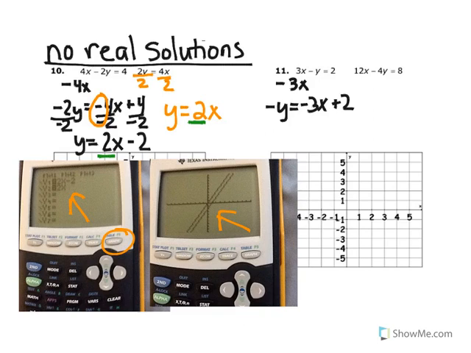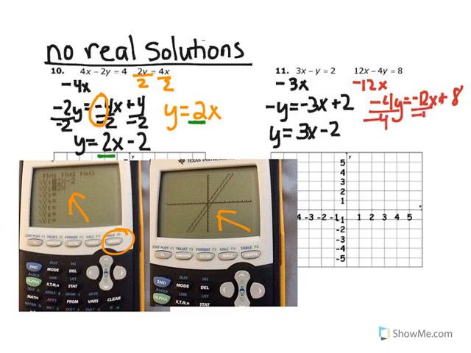And when we have a negative sign out there in the front, we want to divide by negative 1. What happens when we divide by negative 1? All the signs change. The y became positive, the negative 3x is positive, and the positive 2 is now negative. Now let's solve the other one for y. I'm going to subtract 12x on both sides, so I have negative 4y equals negative 12x plus 8. And now we're going to divide everything by negative 4. And I get y equals 3x minus 2.